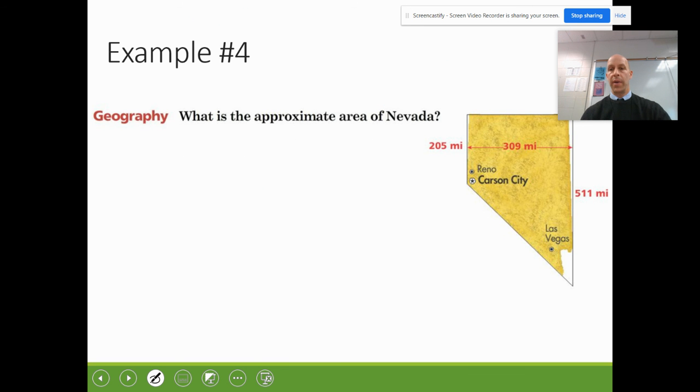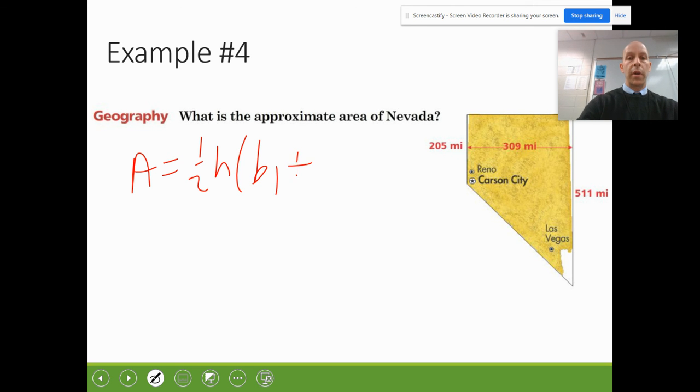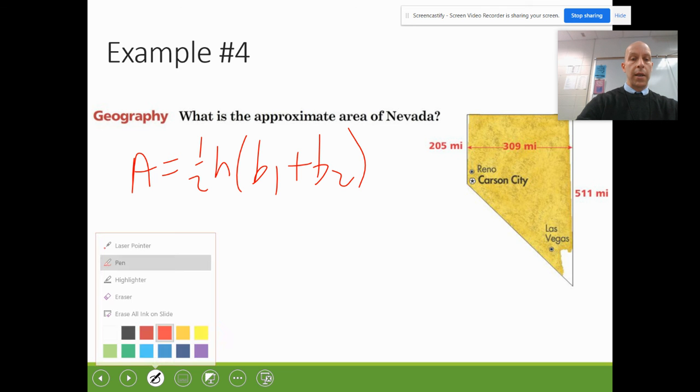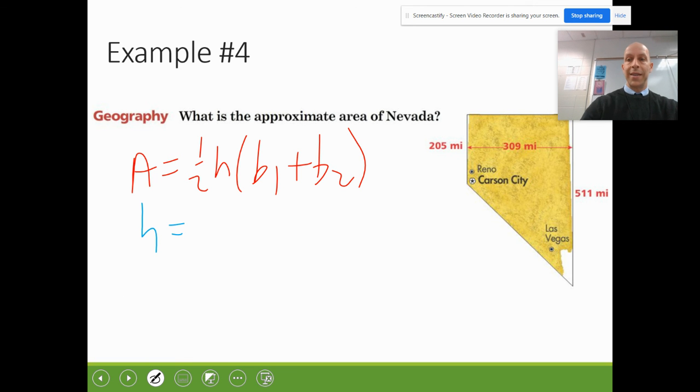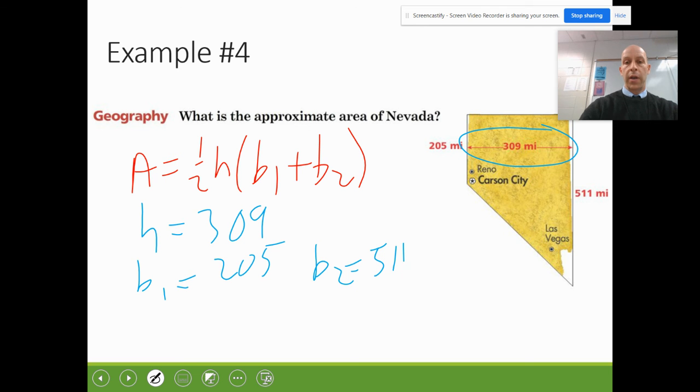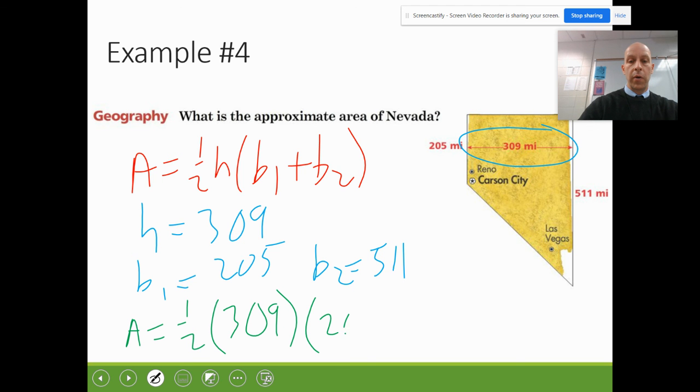So if we were asked to approximate the area of Nevada, well, Nevada is approximately a trapezoid. So we're going to say that area here is going to be 1/2 height times base 1 plus base 2. And it looks like in this particular problem, the height, which is the distance between the two bases, is 309. Base 1 is, I'm just going to use 205. And base 2 is 511. So now we can plug all these into our formula. So area is equal to 1/2 times 309 times 205 plus 511.